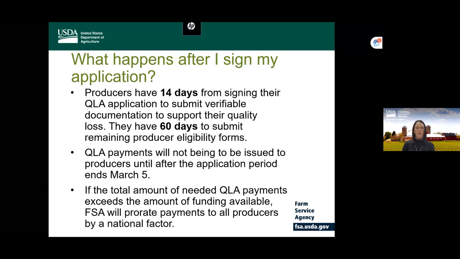QLA payments will not be issued to producers until after the application period ends on March 5th, because we have to go through the process of determining those county averages for those producers who didn't have total dollar value loss documentation. If the total amount of needed QLA payments exceeds the amount of funding available, we will do that additional factor as discussed throughout the presentation.